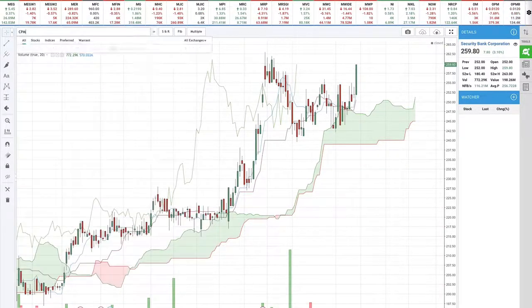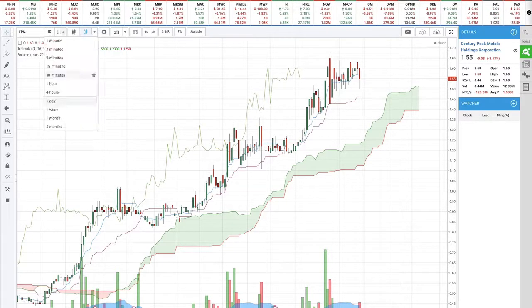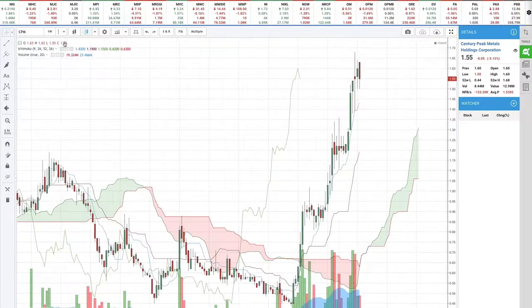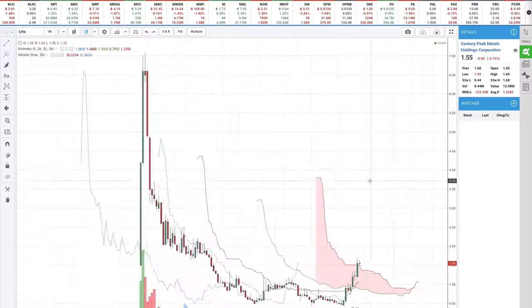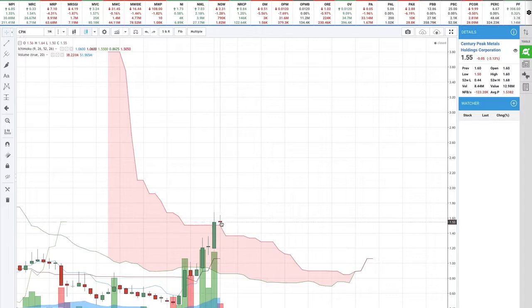CPM. Even though the daily chart already broke below the Tenkan-sen, this is technically still on an uptrend because the Kijun-sen is still not broken, and it's also above the Kumo. The weekly and the monthly charts. Look at the monthly chart. It already broke above the Kumo as well, so this is already bullish on the monthly time period.